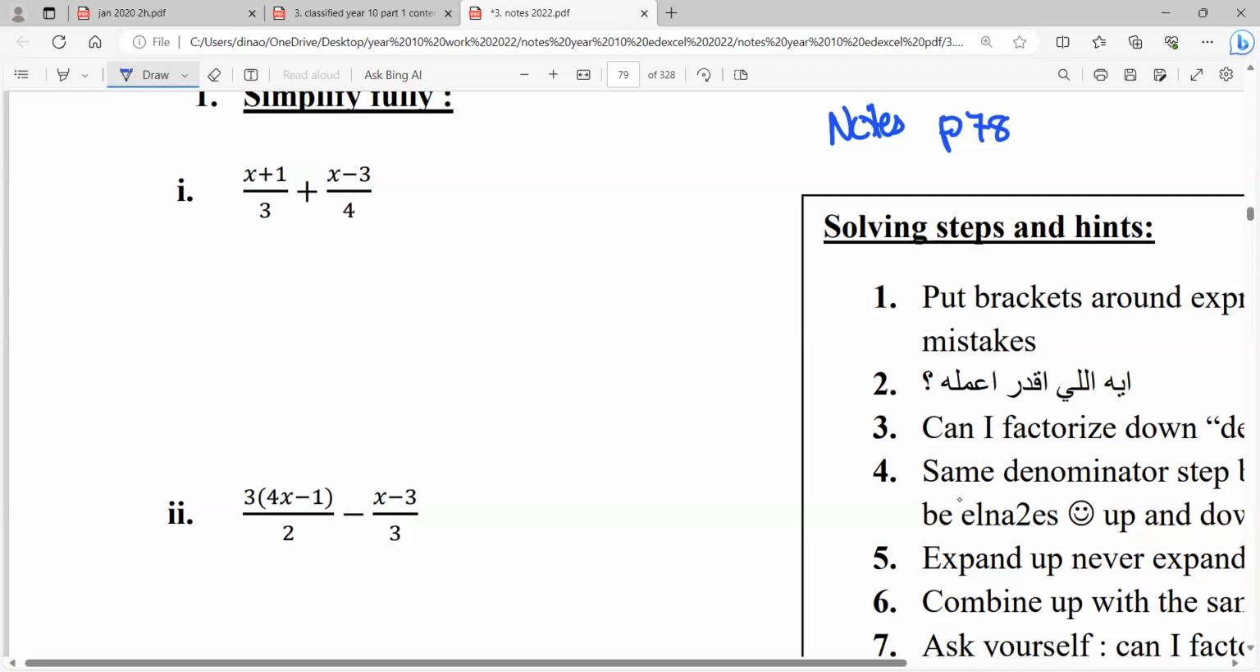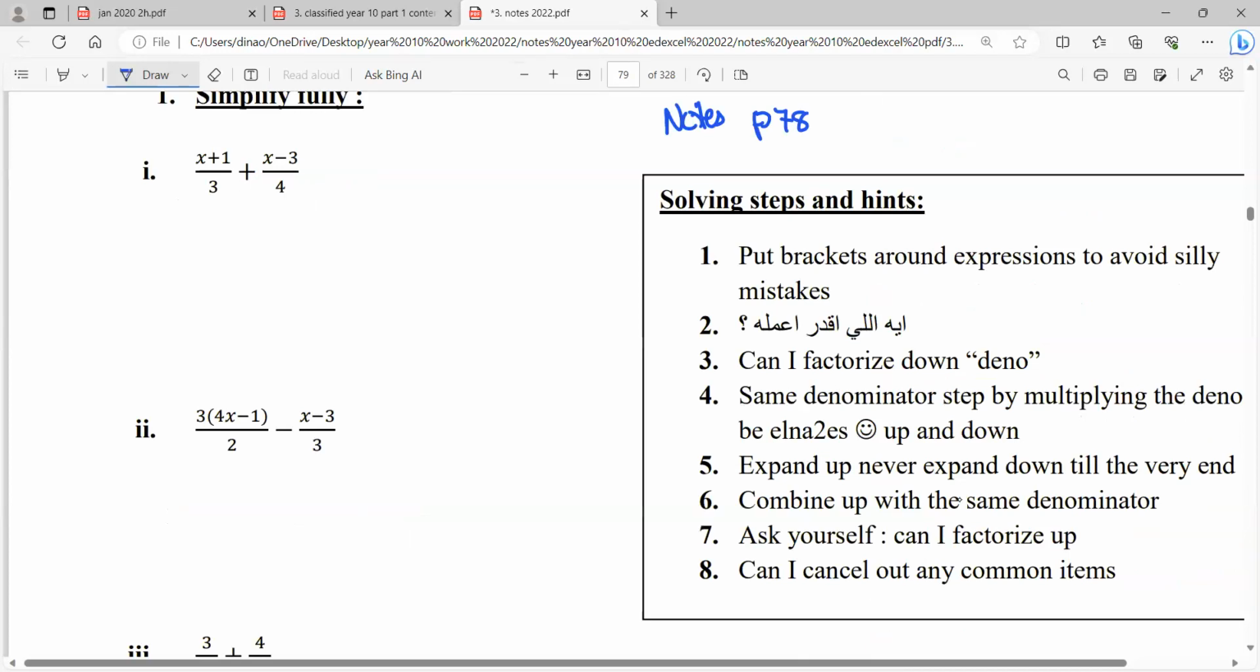I'm going to start with the basic cases, and then I'm going to move to the medium cases, and then the challenging and the complicated cases. Now, if you look at the solving steps over here, I will go through them when I am solving, one by one.